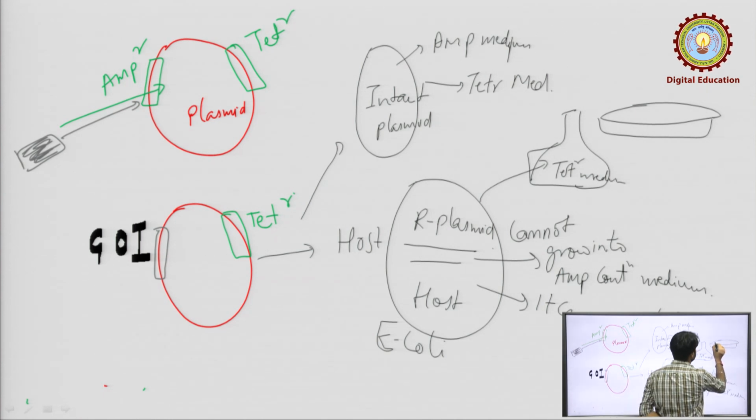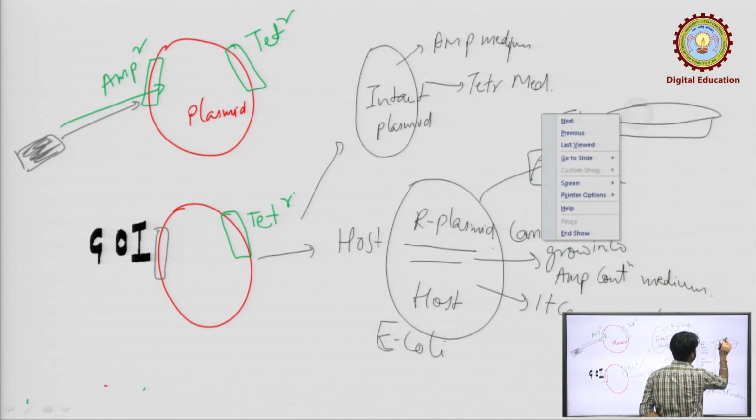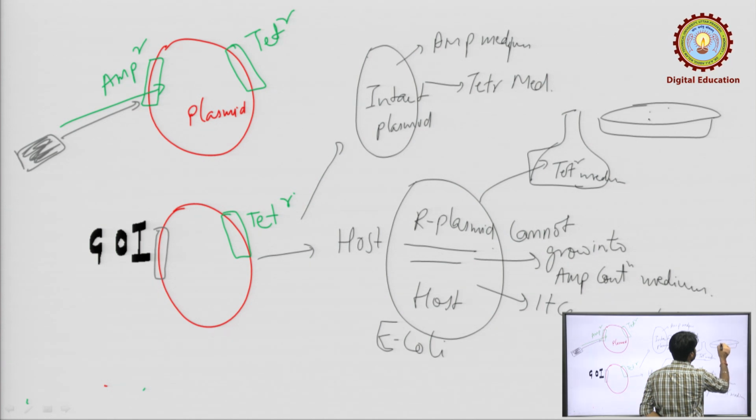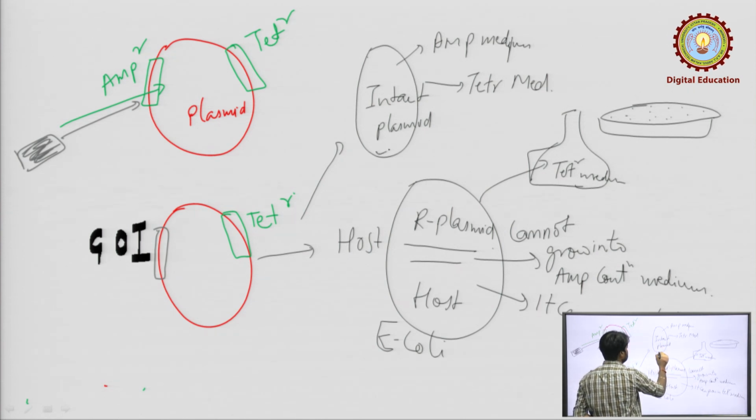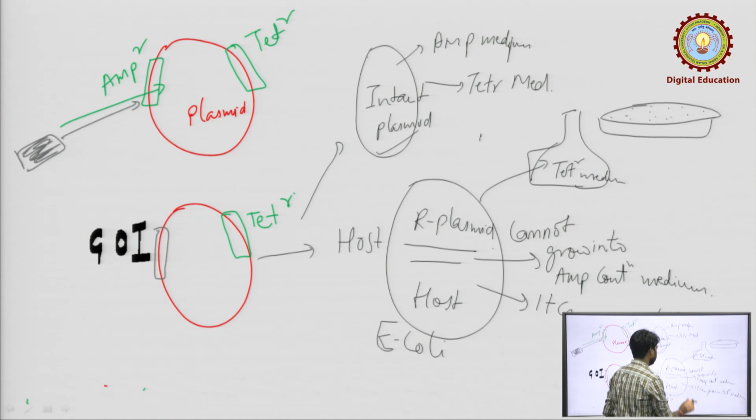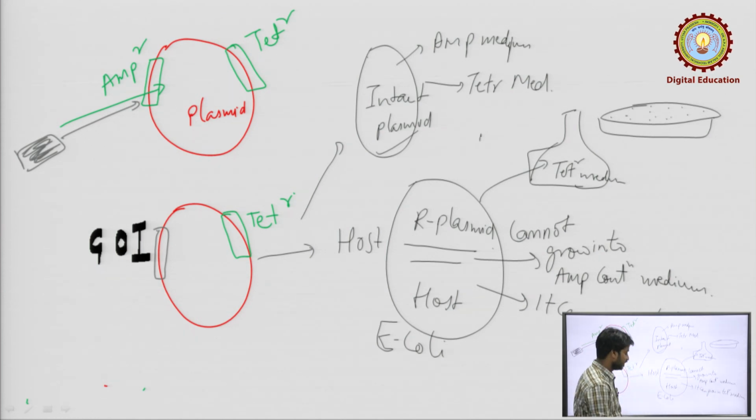Here we will find different colonies, and these colonies can be of the intact plasmid also, because it can grow in the tetracycline medium, and they can be of the recombinant plasmid. Why? Because it can also grow in the tetracycline medium. So, how will we identify them?